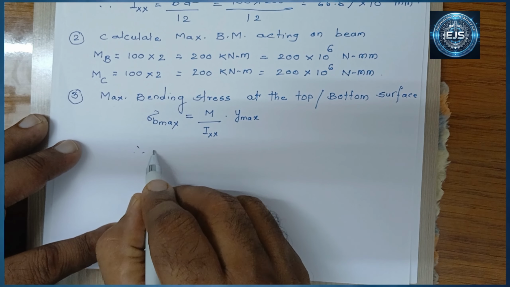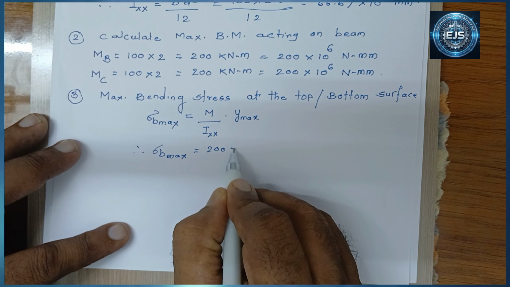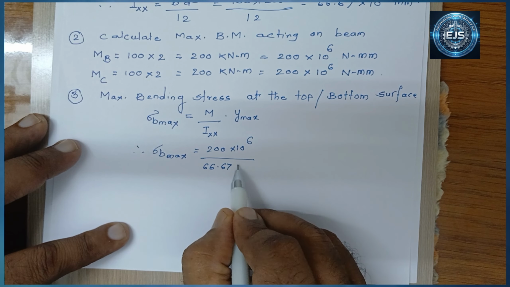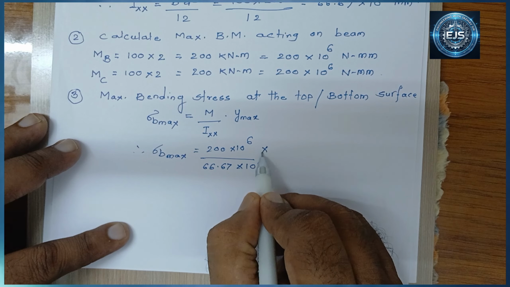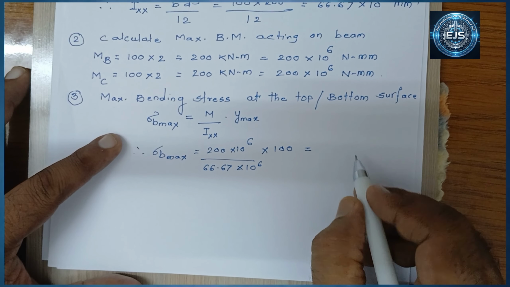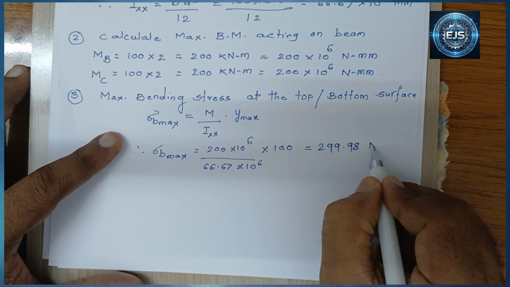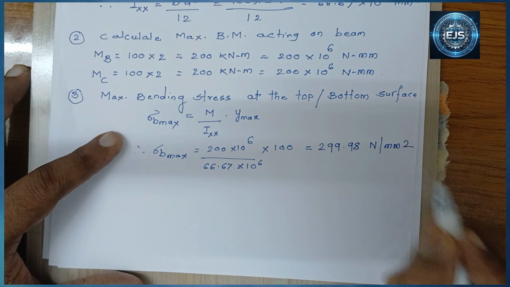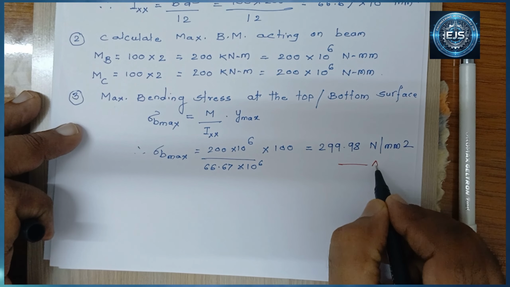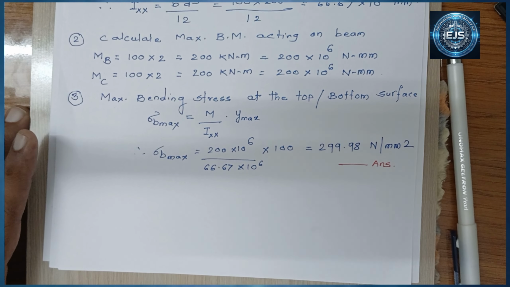So putting the values, we can calculate sigma B max is equal to the bending moment value 200 into 10 raised to 6, upon Ixx, which is 66.67 into 10 raised to 6, multiplied by Y max, which is 100 mm. This value comes out to be 299.98. Maximum bending stress, its magnitude, is 299.98. This is the answer. And this bending stress is maximum at the top surface and at the bottom surface of the beam.